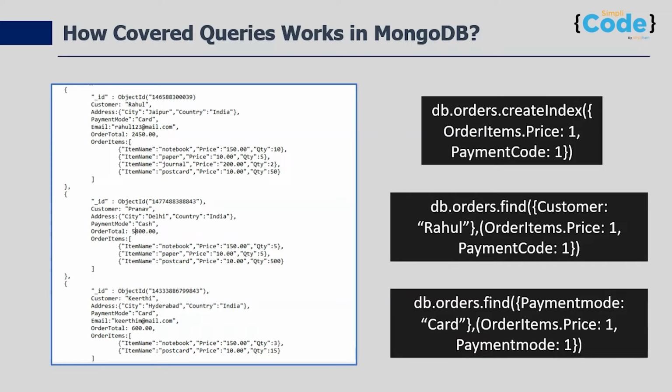It returns results from an index directly without having to access any source document, and it can be more efficient than just indexing, right? So I hope you understood how covered queries actually work in MongoDB. And let's go into the MongoDB shell now and get into the execution part and understand it in a clearer way. And finally, we'll analyze how this query works and how it is different from indexing in MongoDB.